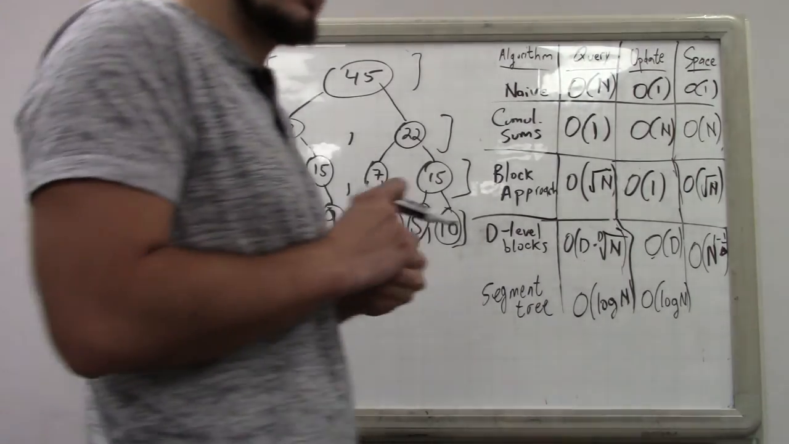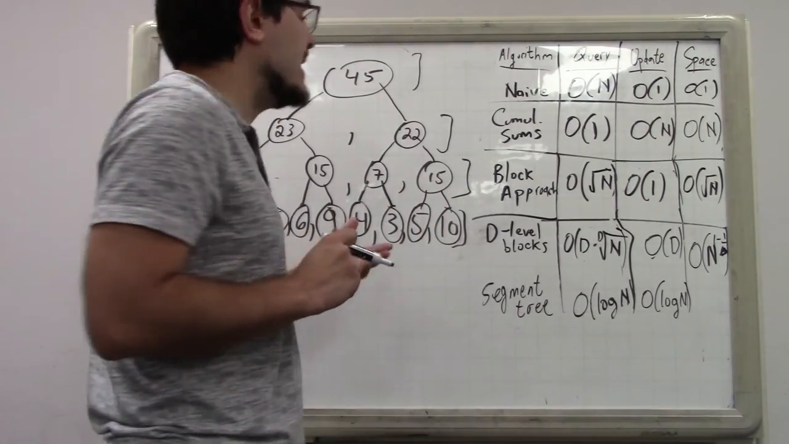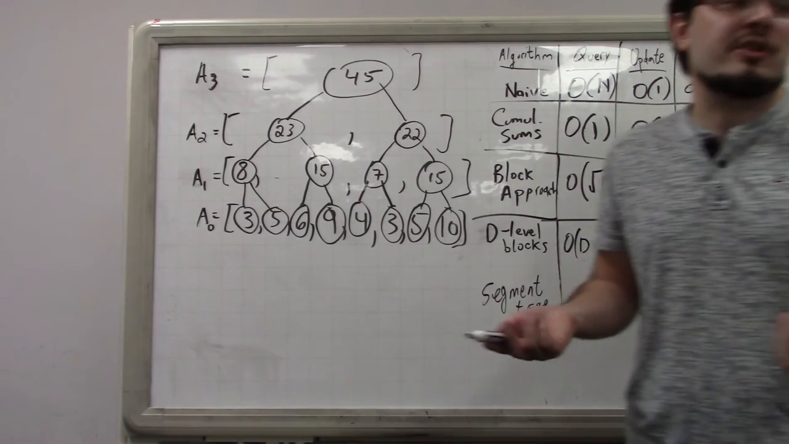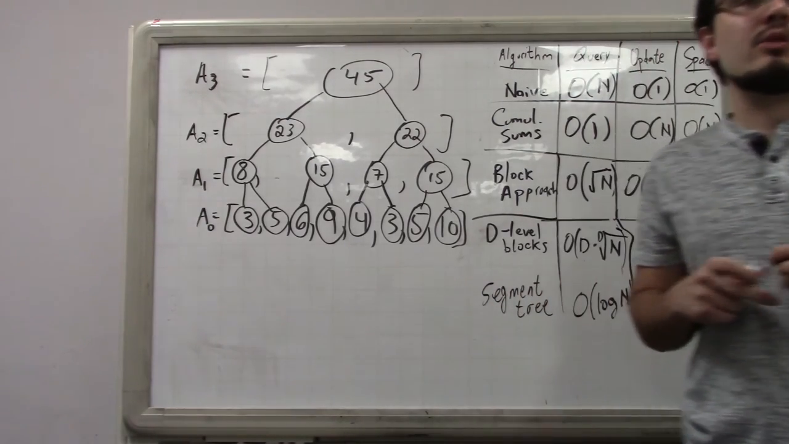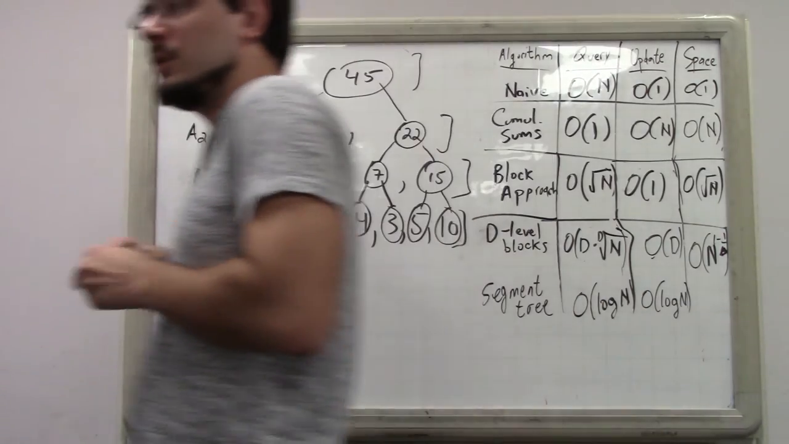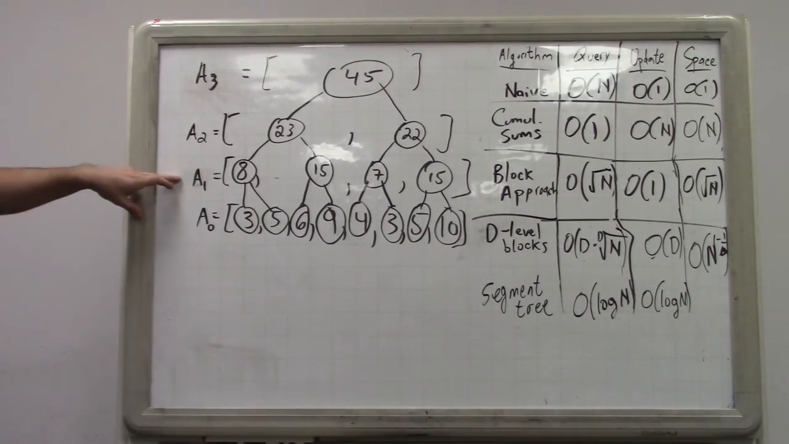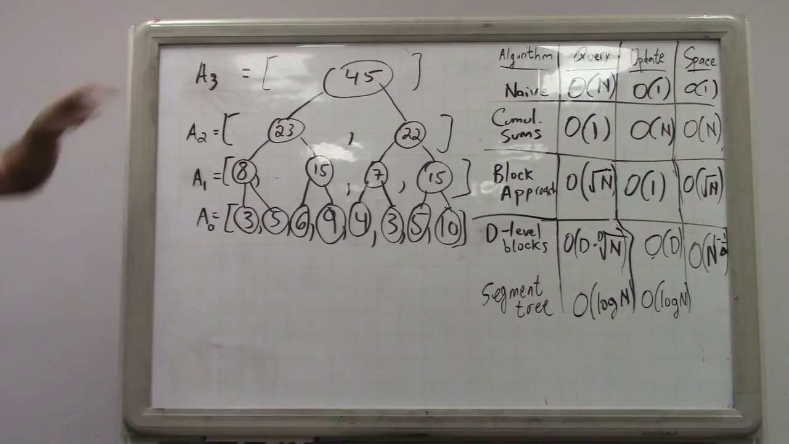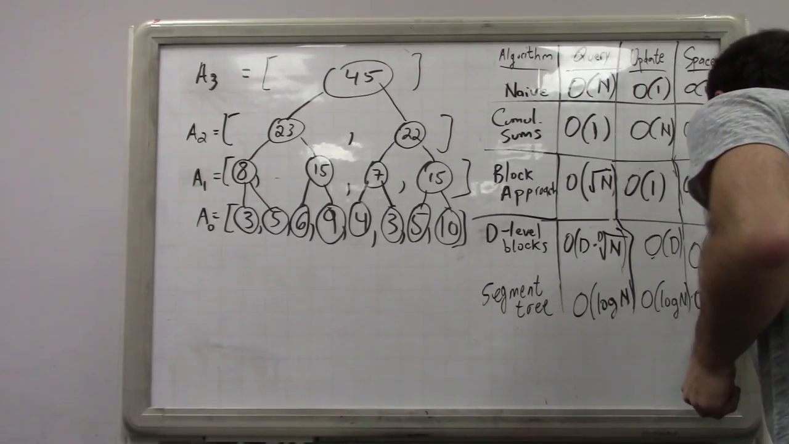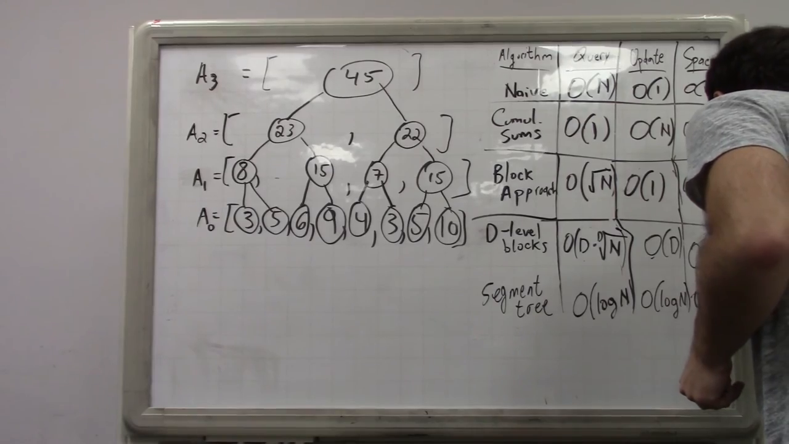N, right? The original space is not counted. Oh, yeah, I meant in addition. If you want to store it all in the same data structure, you could allocate n space for your original elements and n for all your summary elements. This first level will take n over 2, then n over 4, then n over 8, and so on. So the segment tree, fortunately, still doesn't require more than linear space.